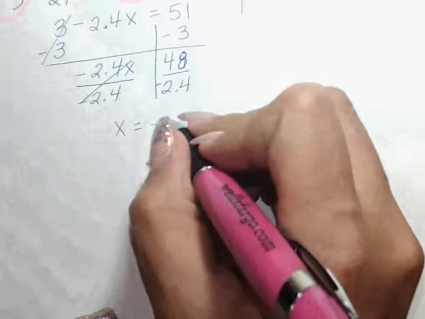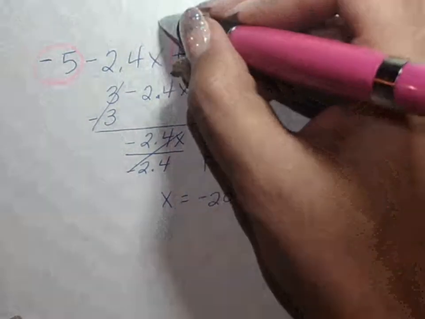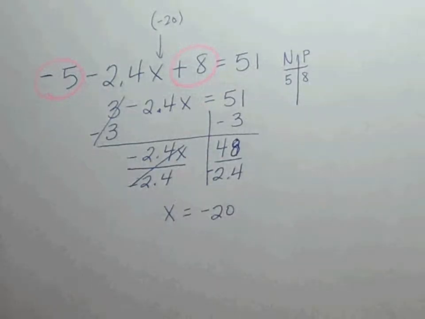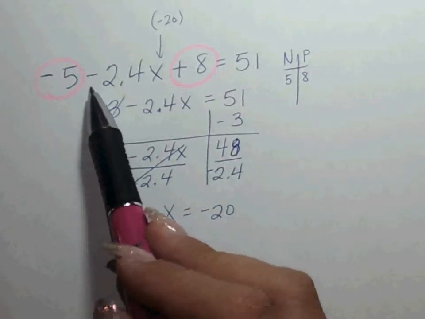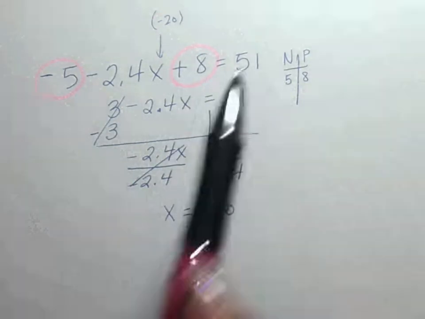If you're not quite sure if that's the correct answer, or you just want to double check, plug in negative 20 here and solve it. Okay, if you do negative 5 minus 2.4 times negative 20 plus 8, you will end up getting 51.